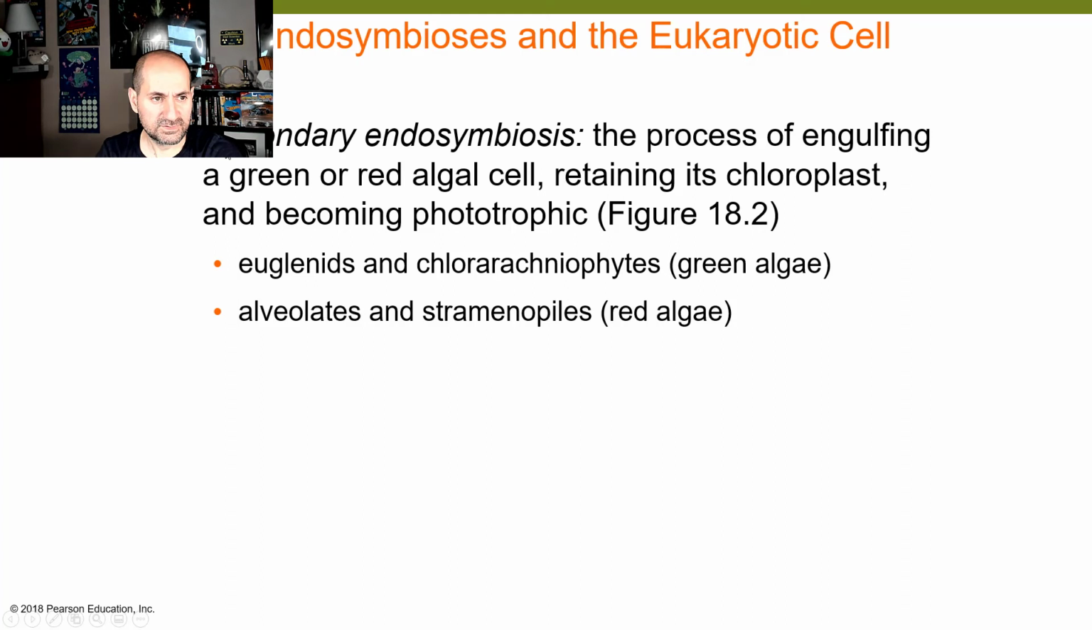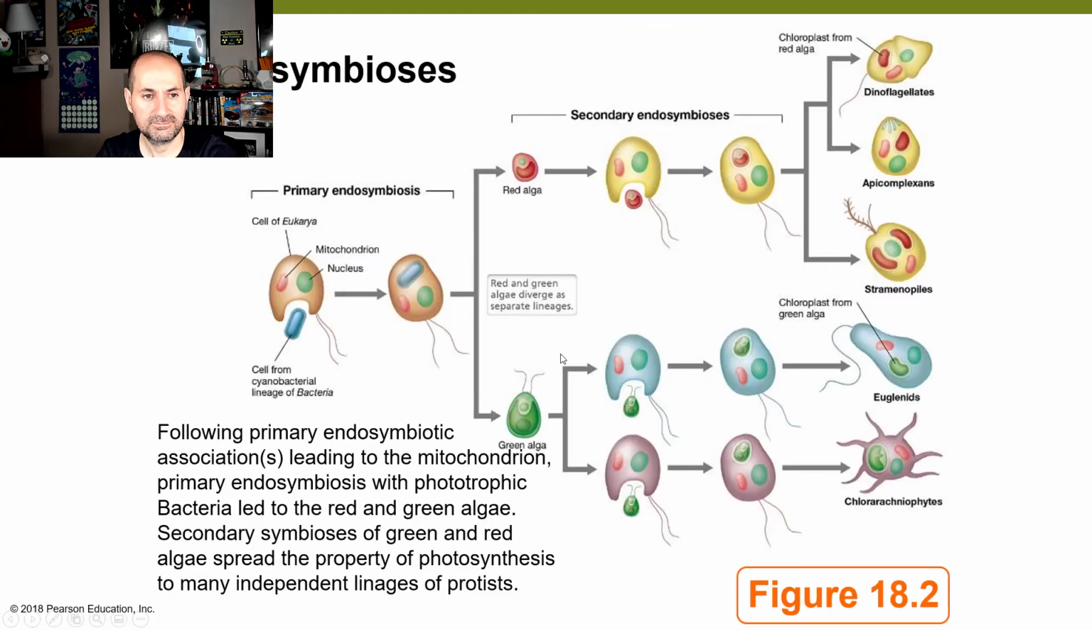Some of the protists underwent secondary endosymbiosis, where after engulfing a bacterium that became mitochondria or chloroplasts, that eukaryotic cell was then engulfed by another eukaryotic cell as a secondary endosymbiosis. And this gave rise to the green algae and the red algae. So you can see here, this was primary endosymbiosis, where the mitochondria and chloroplasts came from.